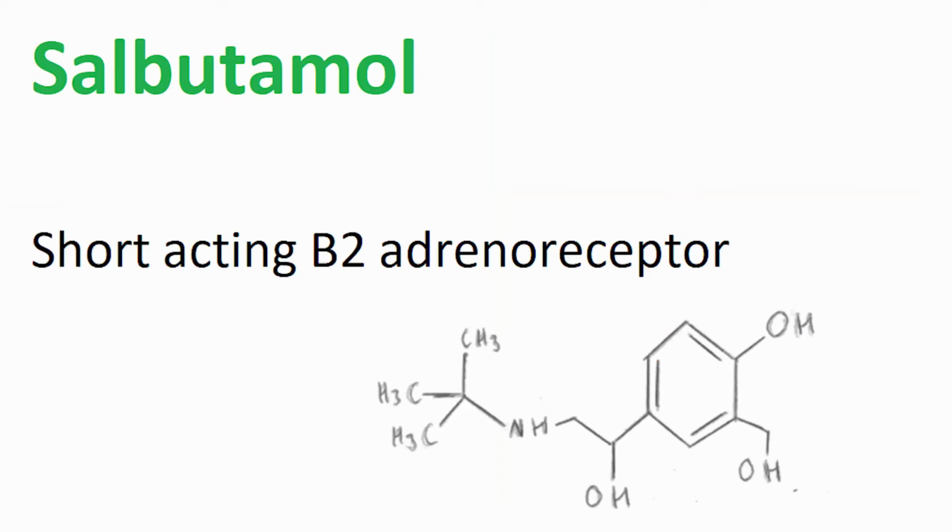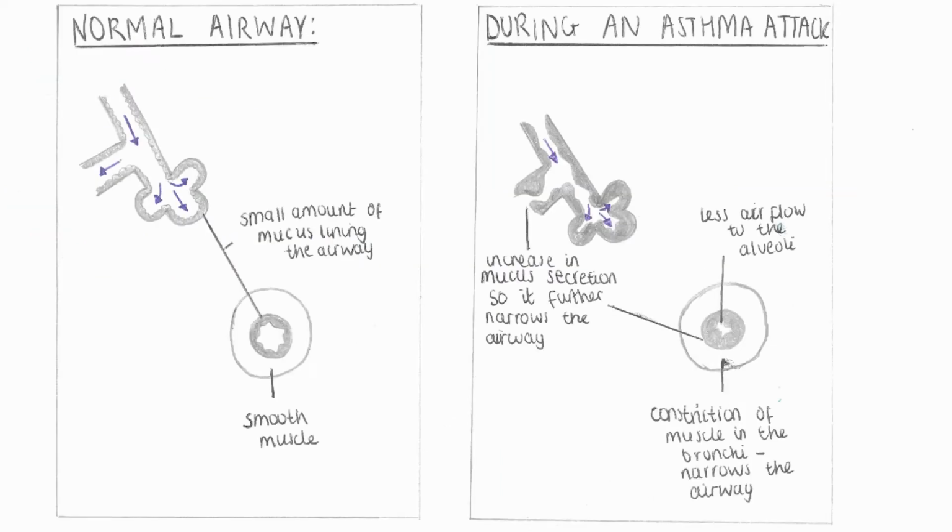Salbutamol is a bronchodilator used in inhalers and is a short-acting beta-2 adrenoreceptor agonist. Salbutamol stimulates beta-2 adrenoreceptors, causing the smooth muscles around the bronchioles to relax, which widens the airways. This allows air to pass through more easily.